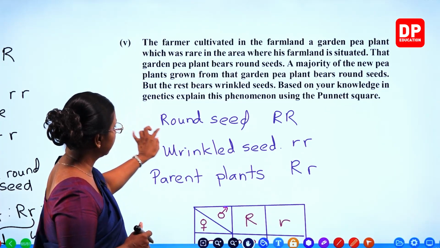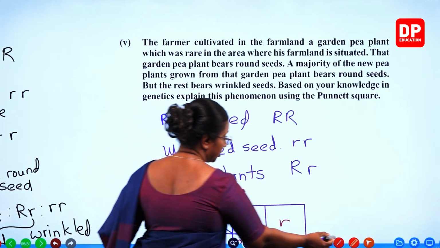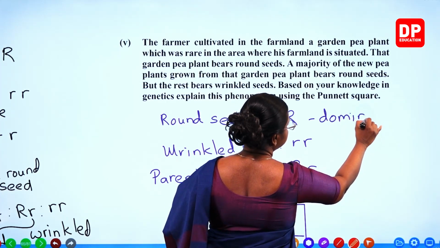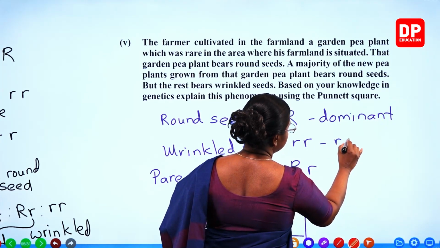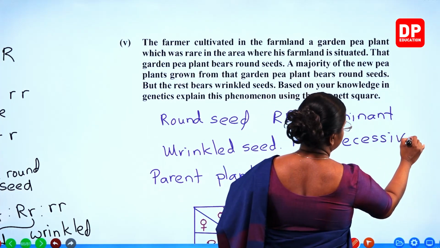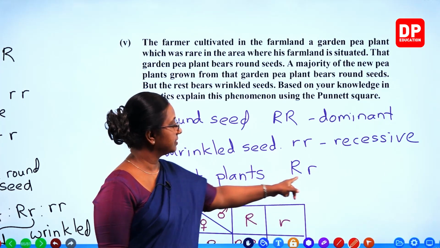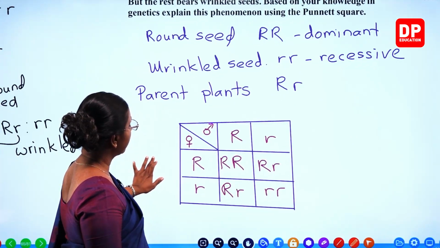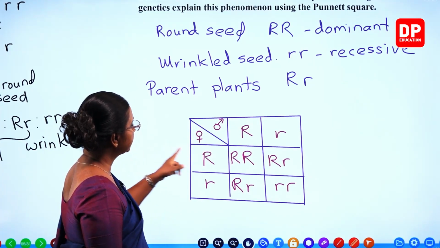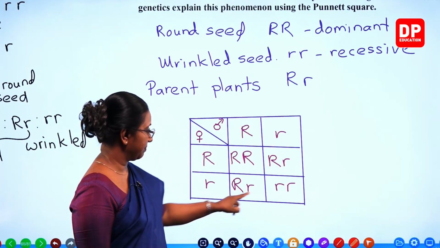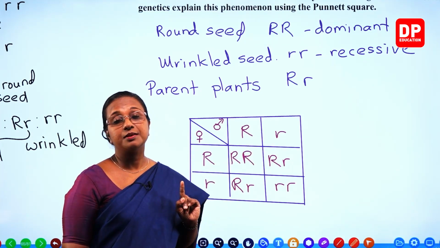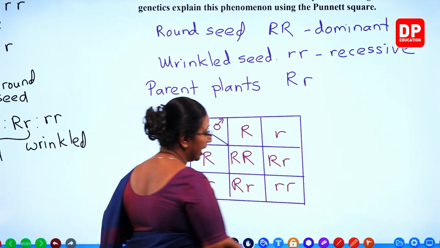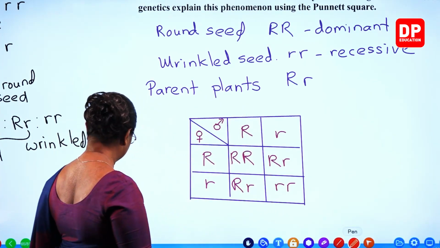So, here we have written round seed. Here, in addition to this, you can also mention that it is the dominant character and this is the recessive character. Then the parent plants are heterozygous like that. Then you have the Punnett square where you have the male and female gametes, capital R, simple r and capital R, simple r, and the new generation that is produced. Is that okay, student? So with that, I'll move on to the next part of the question.